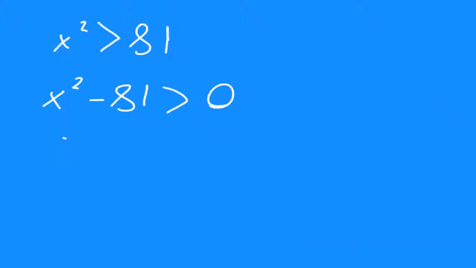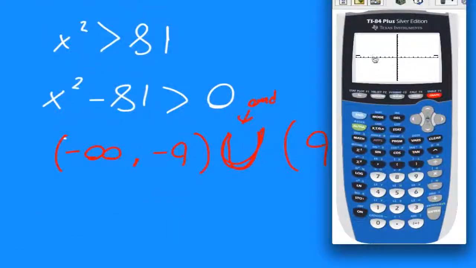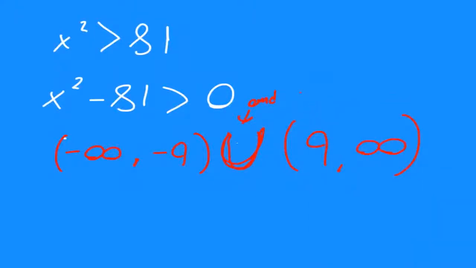So we write that with parentheses, from negative infinity to -9, U, remember the U, that's just like an and. So you have to write it every time. Don't ask questions, just do it. And then from 9 to infinity. And that is just describing these lines over here, from negative infinity to -9, and from 9 to infinity. And that's it. That's your answer right there.